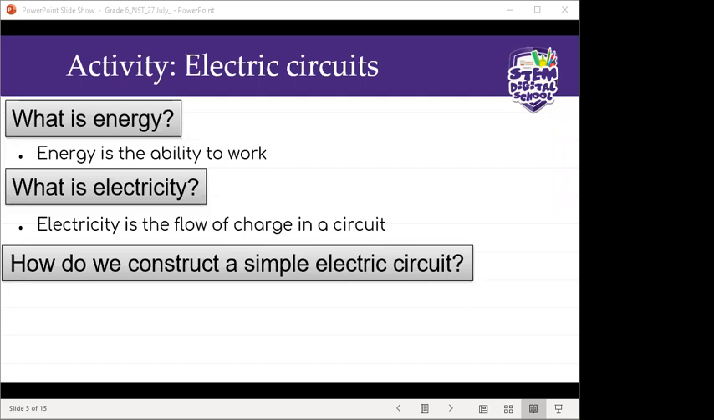Disconnect one of the wires from the cell. Connect one side of the switch to the disconnected wire. Connect the other side of the switch to the third 50 centimeter length of wire. Connect the other end of that wire to the bulb. Close the switch. Observe what happens to the bulb. Open the switch. Observe what happens to the bulb.